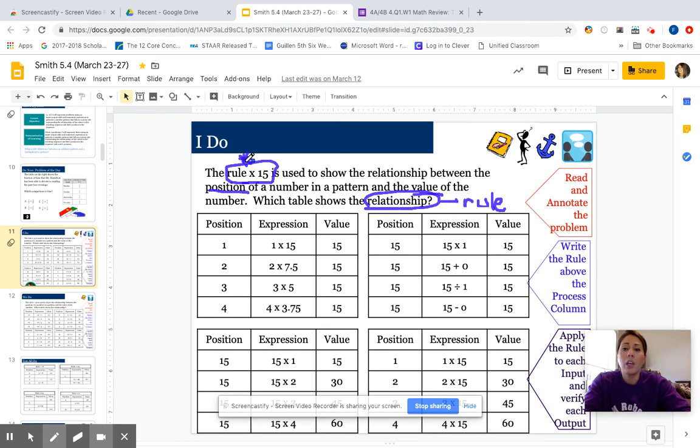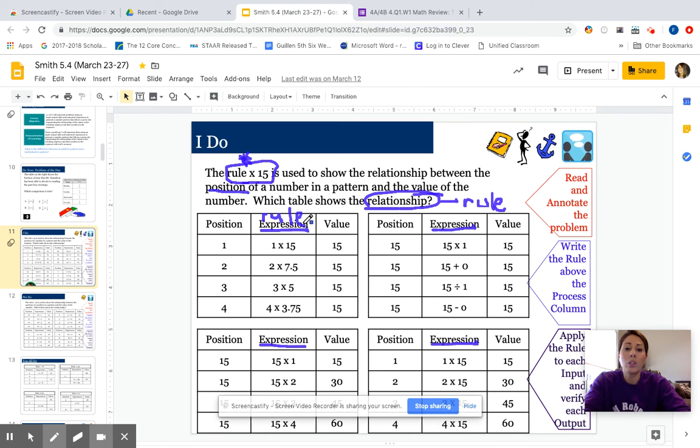So now, after I have annotated the problem, I'm going to write the rule above the process column. So under each column, I'm going to write rule. So here, the expression is the same thing as rule. This is your rule. Your rule is given here. And your rule never changes. Your rule must always stay the same. And it's telling us that the rule is times 15. So this is my rule. I'm going to write rule on top of each and every one of them.